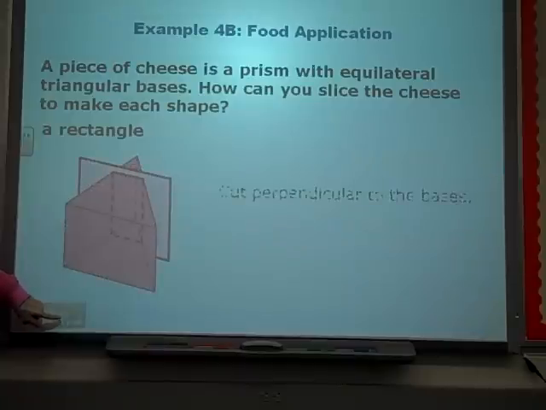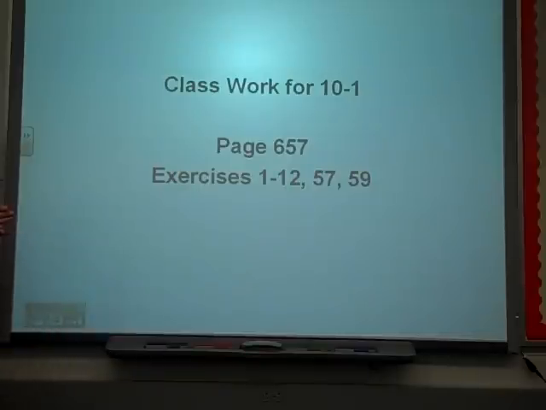So we have talked what the shapes are. If you have 2 bases, call it a prism, or a cylinder. If you have 1 base, call your 3-dimensional figure a pyramid or a cone. And if you're talking about a net, think, how would I fold that to make what shape? And if you're talking a cross section, what's it going to look like? Parallel to the base, it's going to be the same shape as the base.